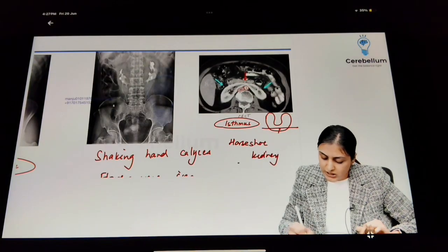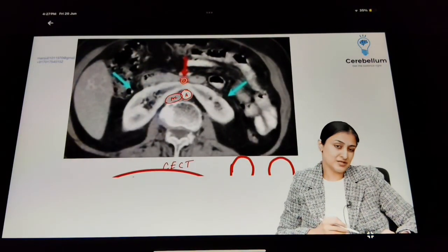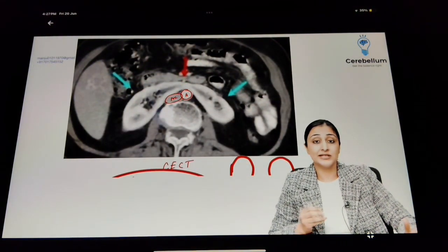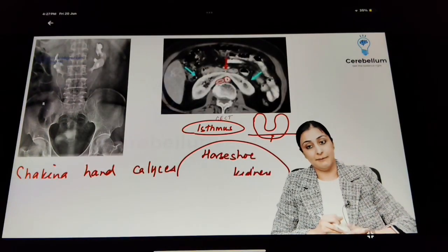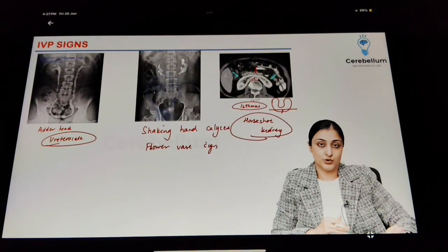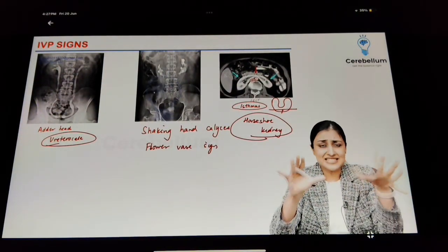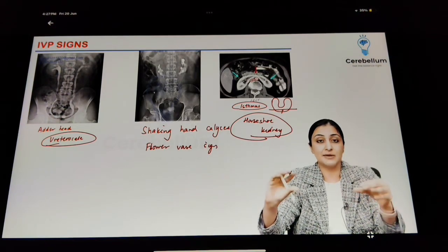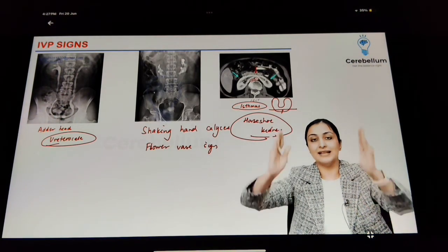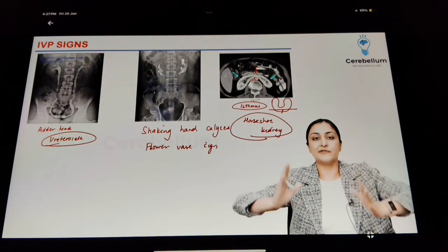They might ask me, what is this tiny little vessel anterior to the isthmus? I'm like, ma'am, how can they ask me such a tiny vessel? Do I need to know every single vessel? You don't. This vessel is important because if you know this vessel, you know the pathophysiology of horseshoe kidney. Remember, all kidneys in general form in the pelvis, right? The metanephric blastema gives rise to the kidney parenchyma. It fuses and then it comes up. So the two kidneys form in the pelvis and then they rise up.